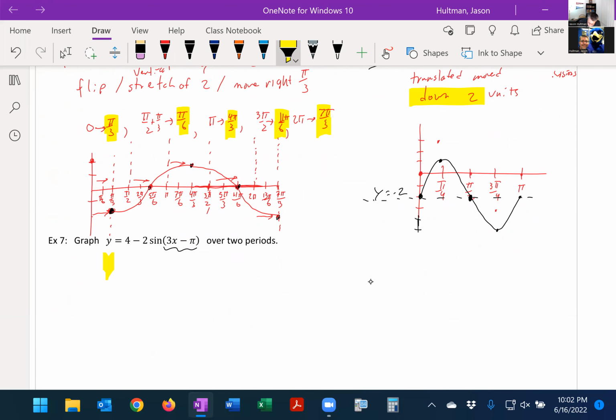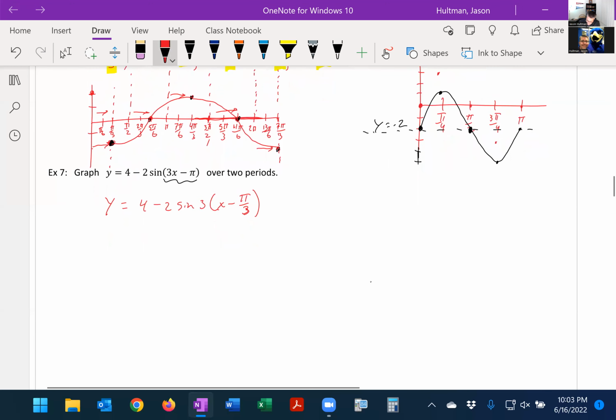So I'm going to rewrite this, not in highlighter. y is equal to 4 minus 2 sine of 3 times x minus, and now if I factor out a 3, in order to retain the fact that that would be pi, I'd end up with a 3 in the denominator. Because if I were to distribute this, I would get 3x minus 3 pi over 3, which is pi. So when I factor it out, I have to put a 3 in the denominator for the term that has pi.